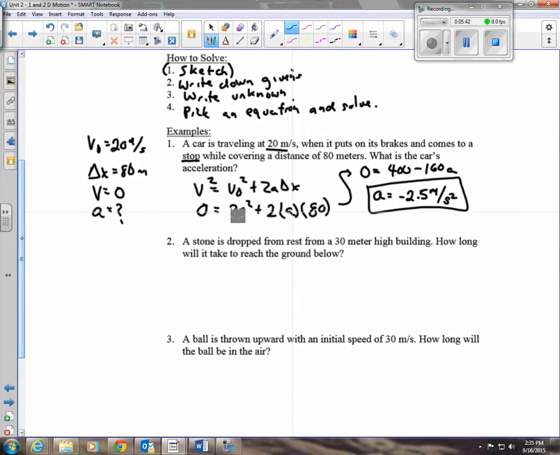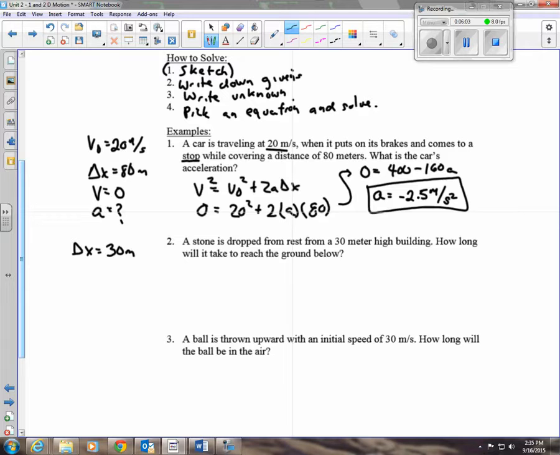Second question. The stone is dropped from rest from a 30-meter high building. How long will it take to reach the ground below? So again, I want to write down my givens. I always have to have 3 givens in order to use one of these equations. The only obvious one is my delta x is 30 meters.